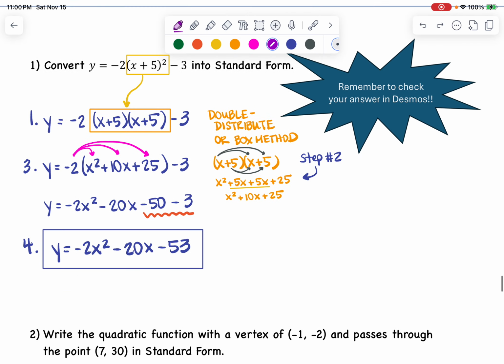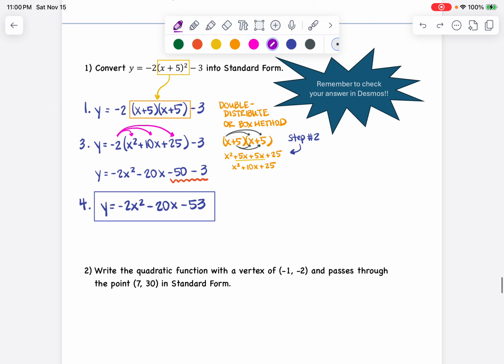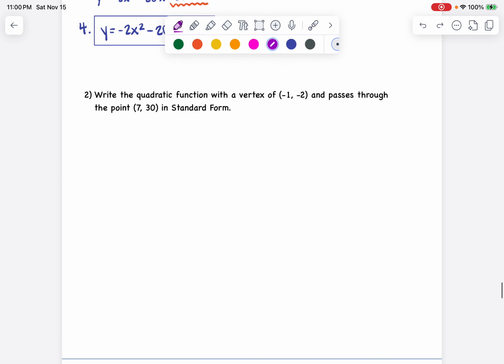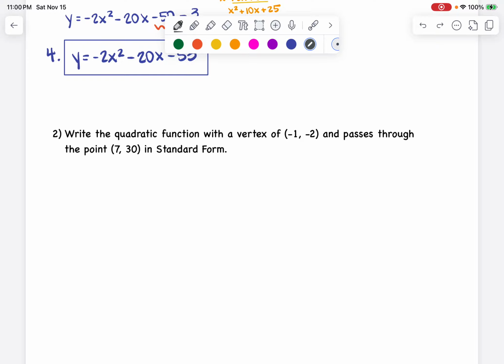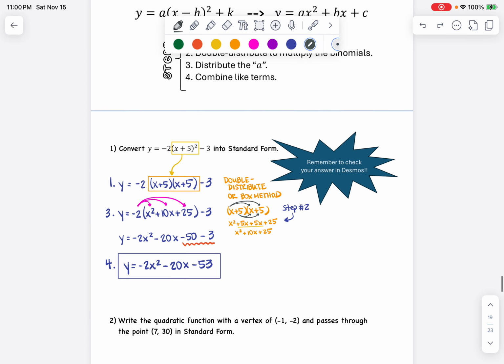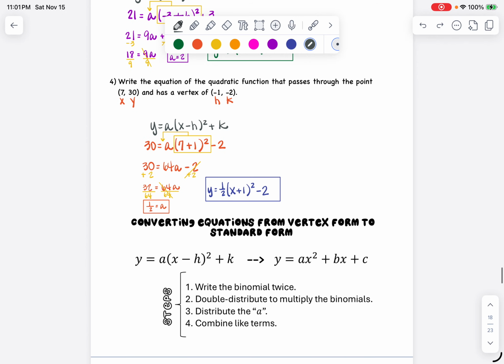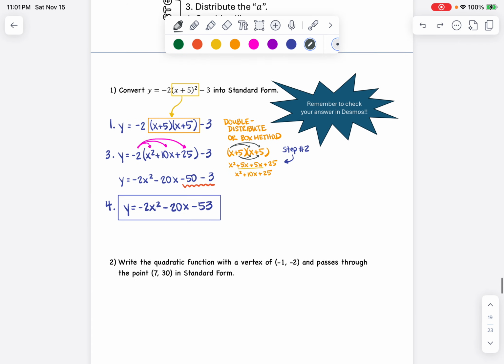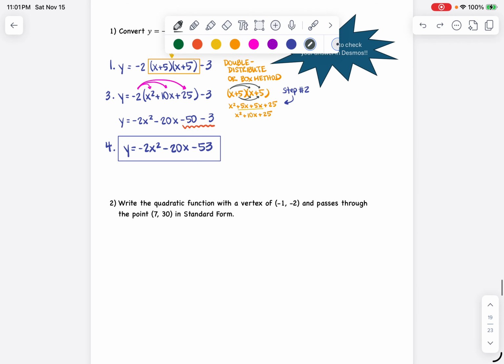All right, again, you might want to pause and do this one by yourself and see if you can get the right answer. All right, so here we go. Oh, this one's a little trickier. It says, write the quadratic function with a vertex of negative 1, negative 2 that passes through 7, 30 in standard form. Did we just do this one? We did. Do you guys notice that that's the exact same question as number 4? 7, 30, right? And negative 1, negative 2.